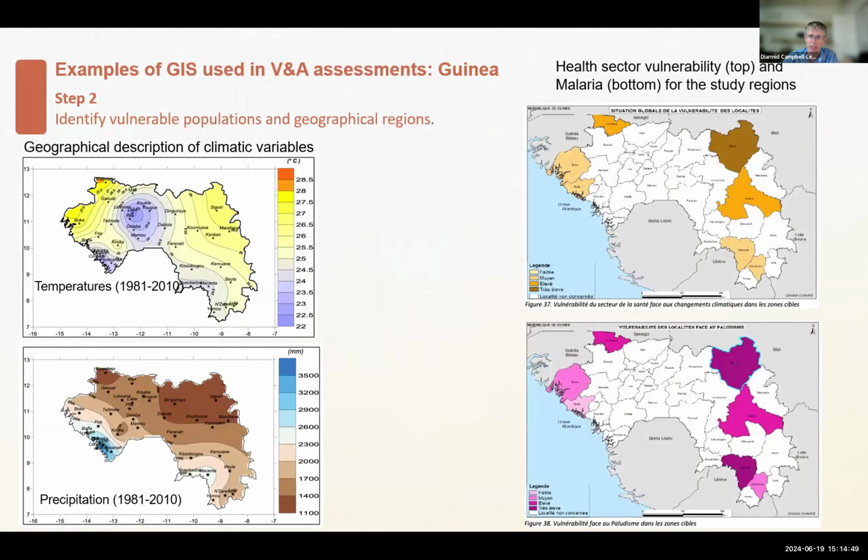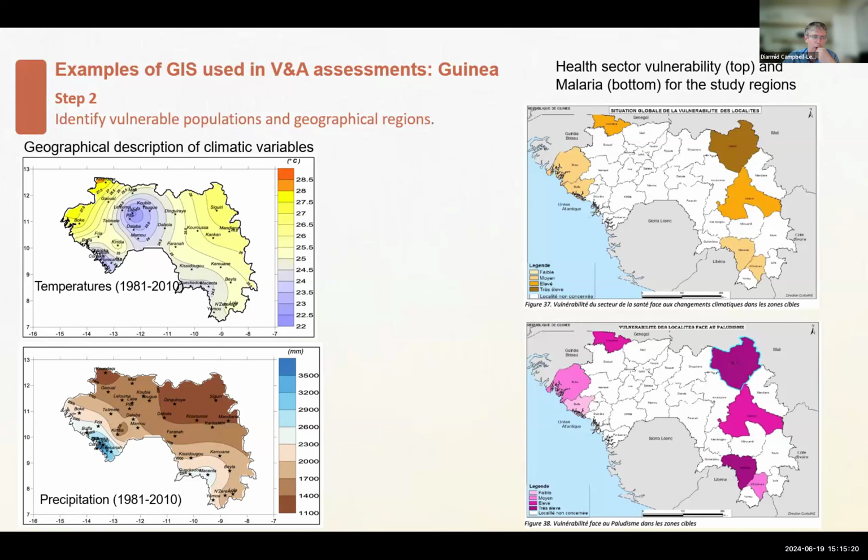And again, we see countries both combining information on the hazard, but also combining information on the vulnerability or the health outcome. So this is an example from Guinea, where they're mapping temperature, they're mapping precipitation, they're also mapping overall measures of vulnerability, and they're also mapping vulnerability in relation to specific diseases. For example, in this case, malaria.